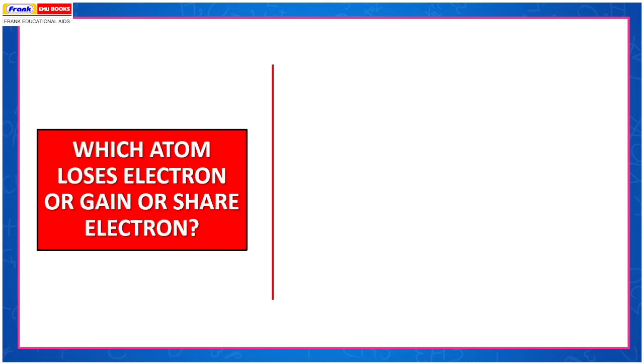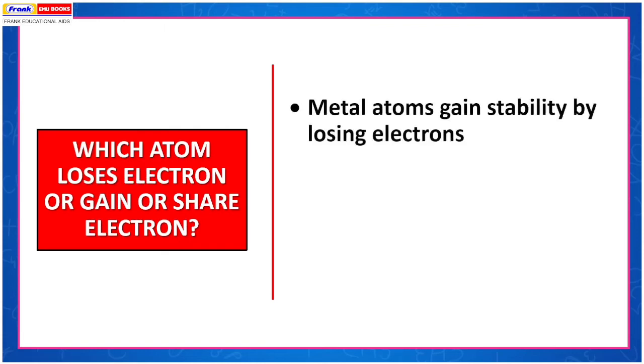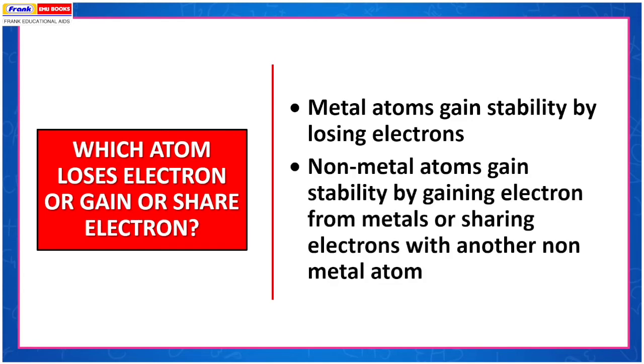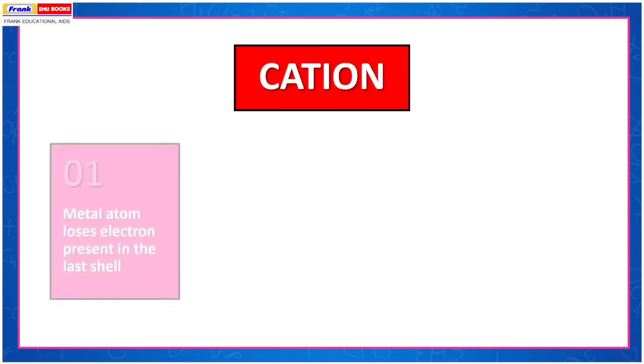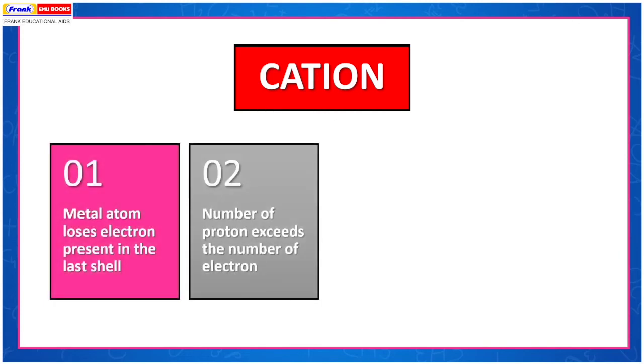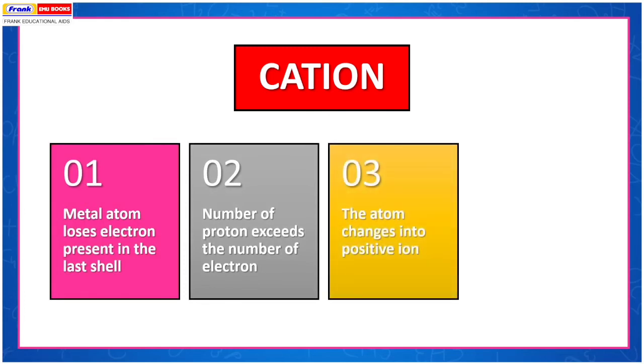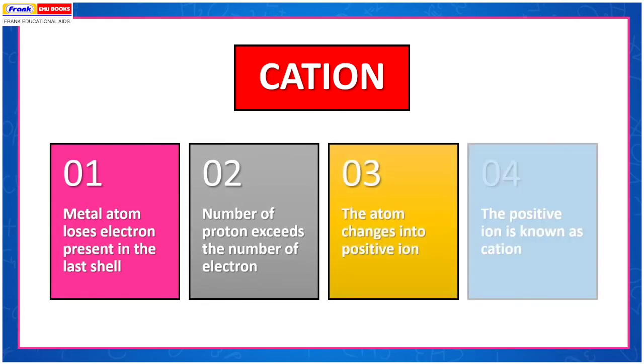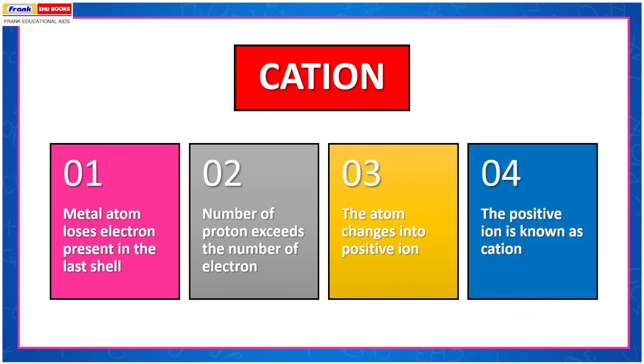Which atom loses, gains or shares electrons? Metal atoms gain stability by losing electrons. Non-metal atoms gain stability by gaining electrons from metals, or by sharing electrons with another non-metal atom. Cation. A metal atom loses electrons present in the last shell. The number of protons exceeds the number of electrons. The atom changes into a positive ion. The positive ion is known as a cation.